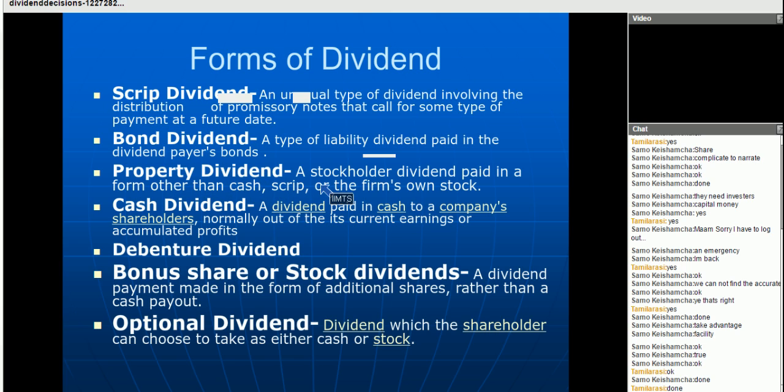Then property dividend is a stockholder dividend paid in a form other than cash, scrip or the firm's own stock. Meaning they will not get cash or scrip. They are going to get some kind of property. Such types of dividends are offered only by very huge firms, an industry like Reliance Industries only. They can offer such types of dividends. An ordinary firm cannot afford such dividends. They cannot give property to their shareholders. Can they do that?